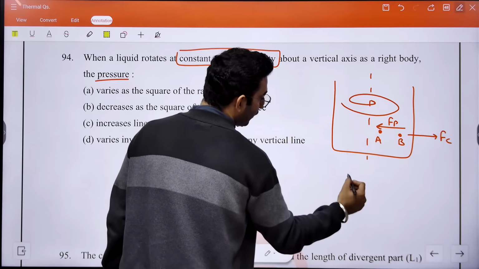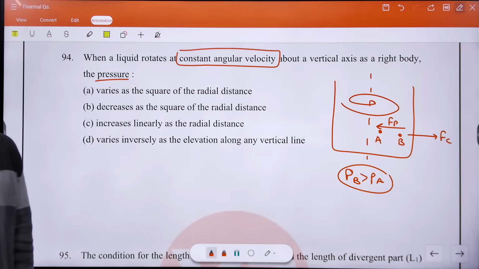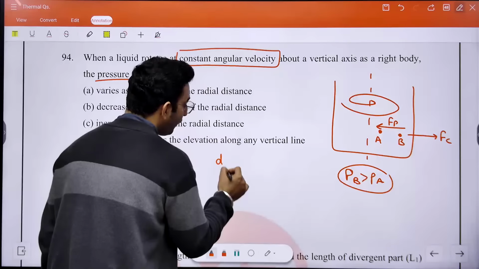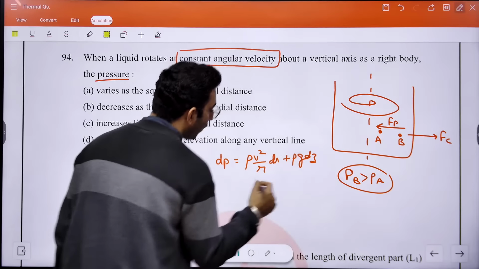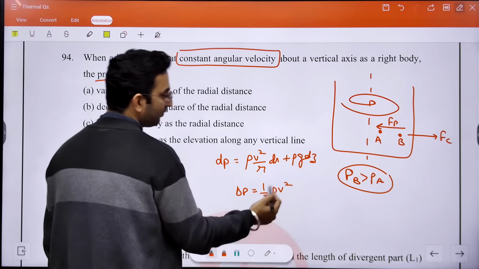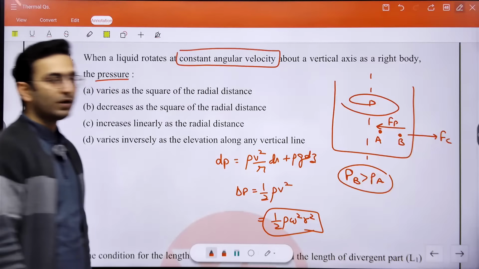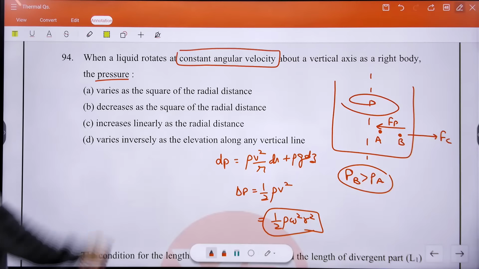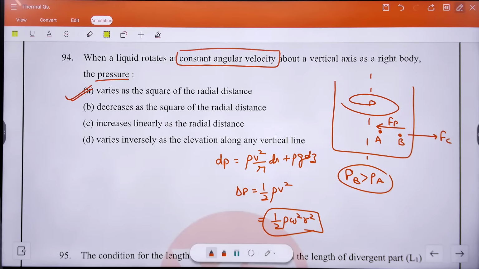So, in order to have a pressure force in the radially inward direction, we have to ensure that pressure at point B must be larger as compared to the pressure at point A here. And if you just see the formula, dP is equal to rho V square upon R into dr plus rho g dz here, you are going to observe that the pressure difference is equal to half rho V square there. Okay. So correspondingly, I can write half rho omega square into R square. So I can say the pressure difference is directly proportional to the square of the radial distance here. So option A is going to be the correct answer here.